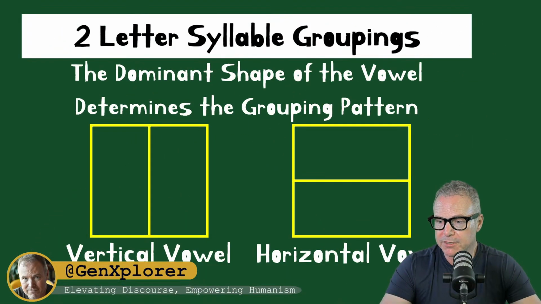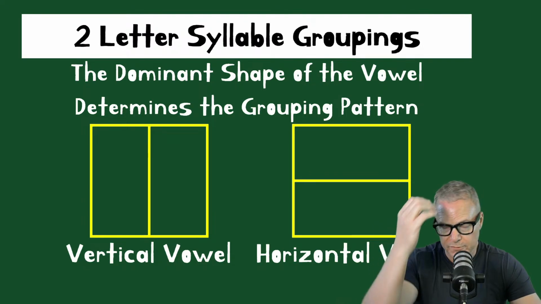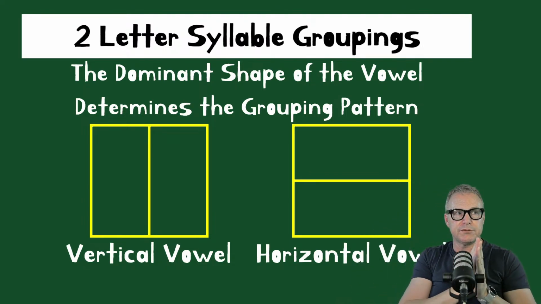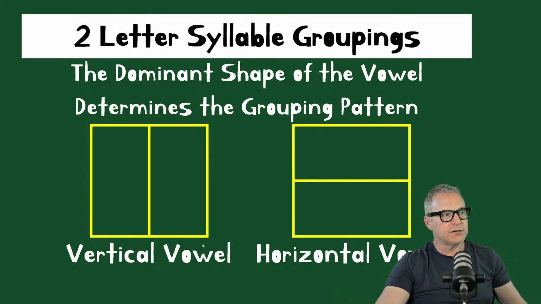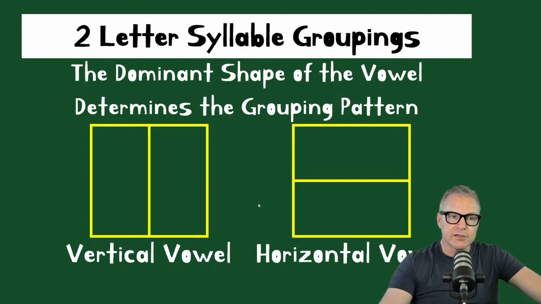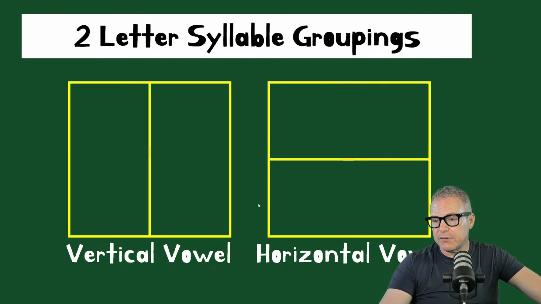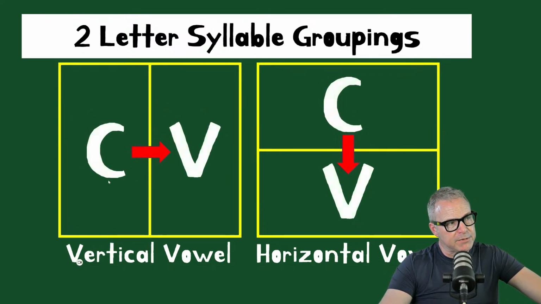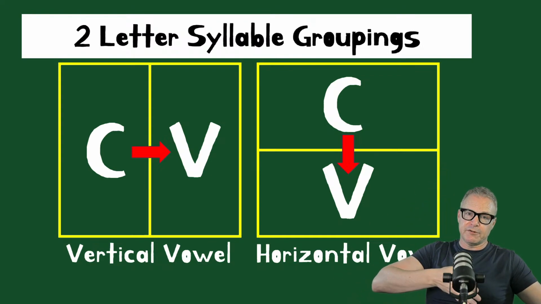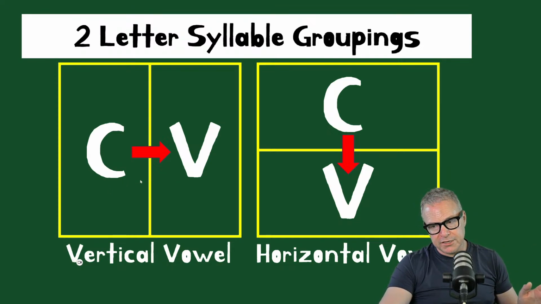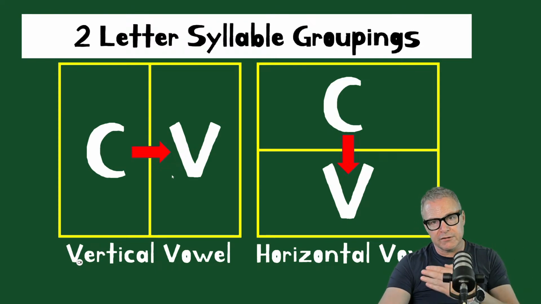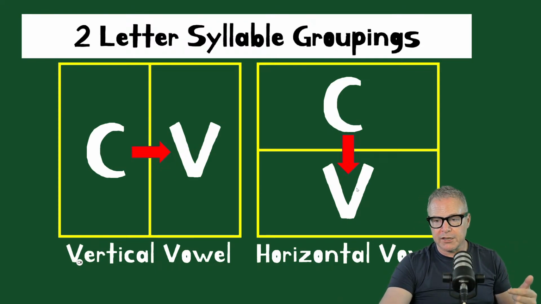So with the syllable groupings, again, we're going to look first at just 2-letter syllable groupings. So one consonant, one vowel. If it's side by side with a vertical vowel, a vowel that has the dominant line is vertical, you're going to read it in this order from left to right. First the consonant sound, then the vowel sound. If you've got a horizontal vowel, you're going to read top to bottom. Consonant first at the top, vowel at the bottom.